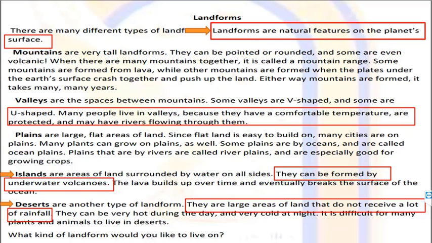Valleys are the spaces between mountains. Some valleys are V-shaped and some are U-shaped. Many people live in valleys. Why? Because they have a comfortable temperature. So many people live in valleys because they have a comfortable temperature. So this is the correct and accurate answer to the question.